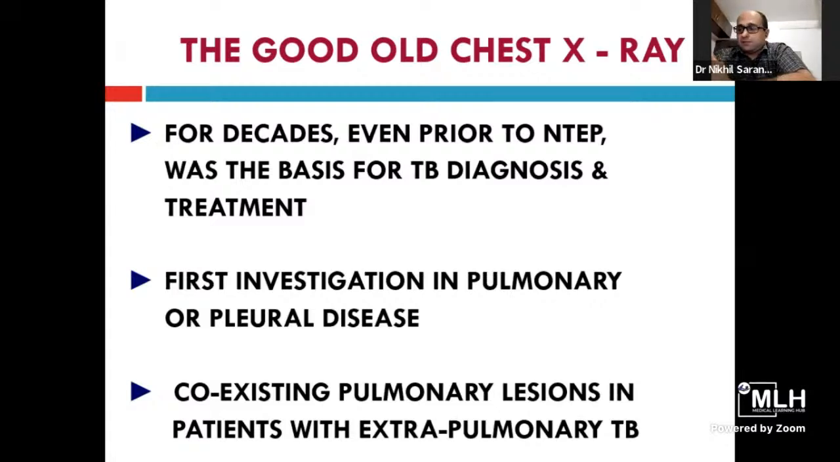The good old chest X-ray with the digital platform, you can get it in just 10 minutes, and this will give you a good presumptive diagnosis of TB. For decades, prior to NTEP, which we previously called RNTCP, and prior to that NTCP also, they used mass miniature radiography, which was a form of chest X-ray. Then came your sputum AFB smear, and in the last two decades, we have had the advent of GeneXpert or CBNAAT. Chest X-ray remains the first investigation of choice in pulmonary or pleural disease, and even in extrapulmonary disease, you have to rule out coexisting primary complexes or pulmonary lesions. So a chest X-ray is important even in extrapulmonary disease also.